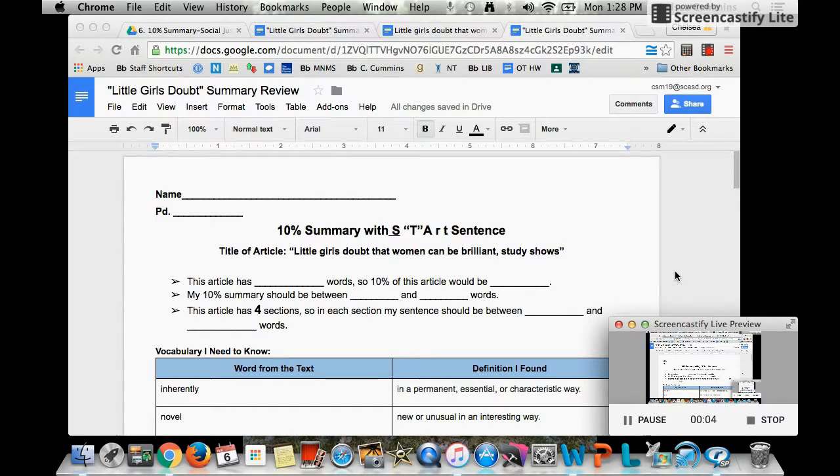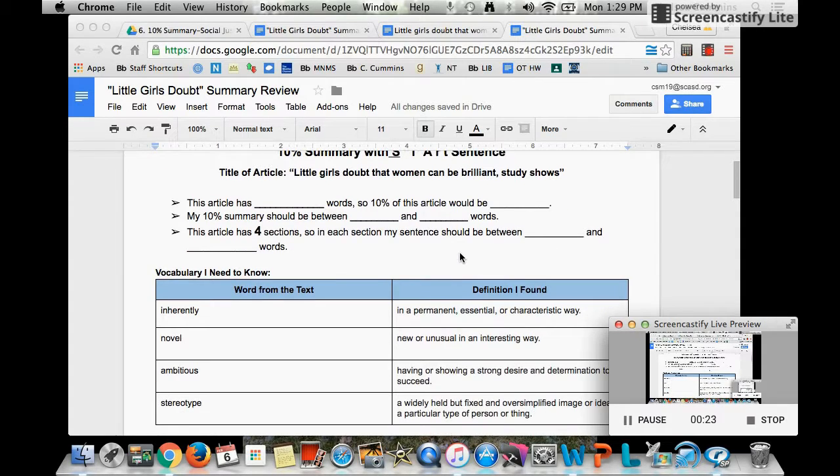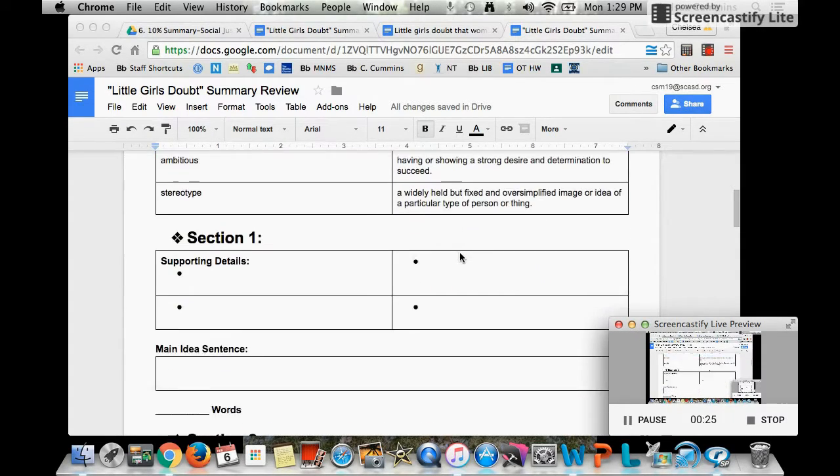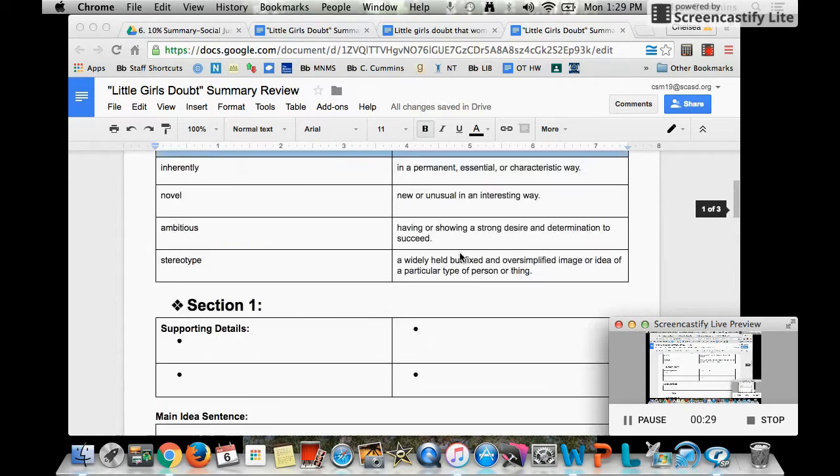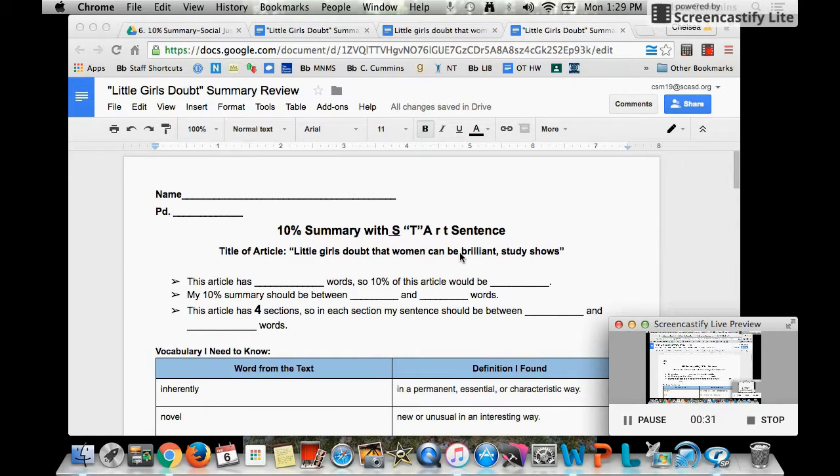We are going to explore today some topics that we've talked about in the past, but also topics that we've been recently investigating. This whole entire day is going to be doing a 10% summary with a start sentence. And the second thing is, if you take a look at your handout, you should see that this document looks pretty familiar from some other 10% summaries that you've done in the past.